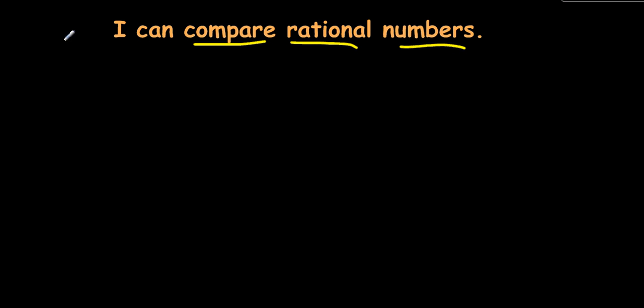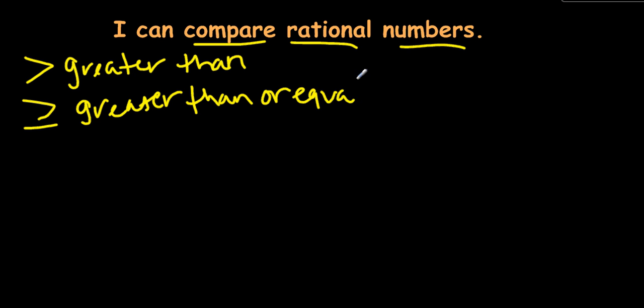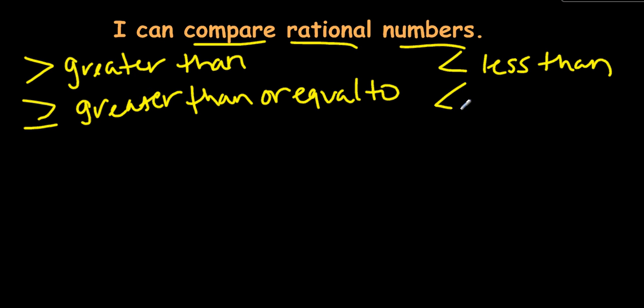Now, there's a few symbols that you use when you compare in math. You will use this symbol, which would mean greater than. You could also use this symbol, which is greater than or equal to. So same thing, greater than, but then this one with a little line under it, it's like part of the equal sign, then or equal to. You could also use the symbol less than. And then, of course, you also could have the less than or equal to.